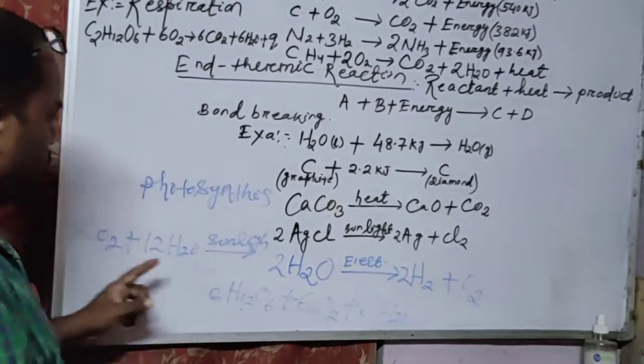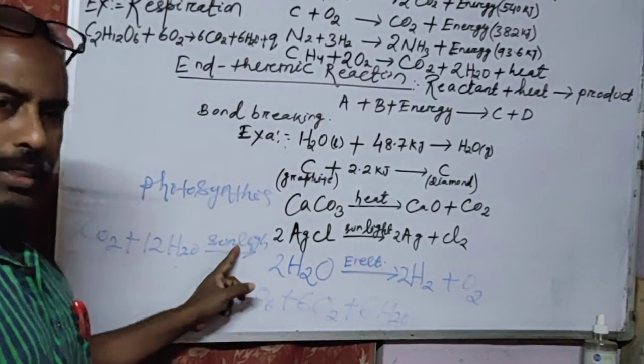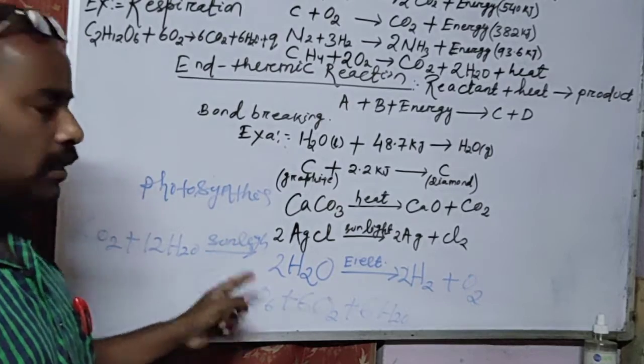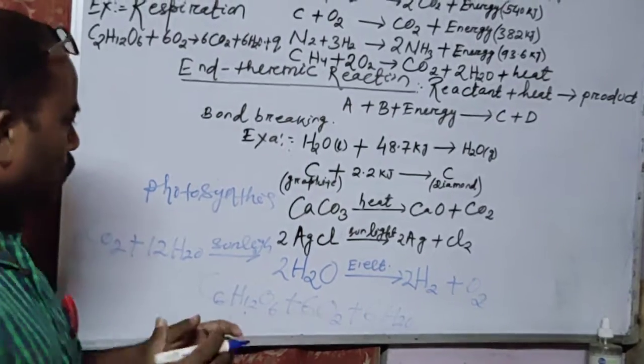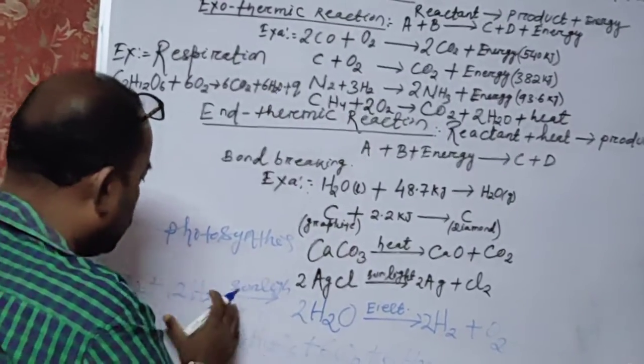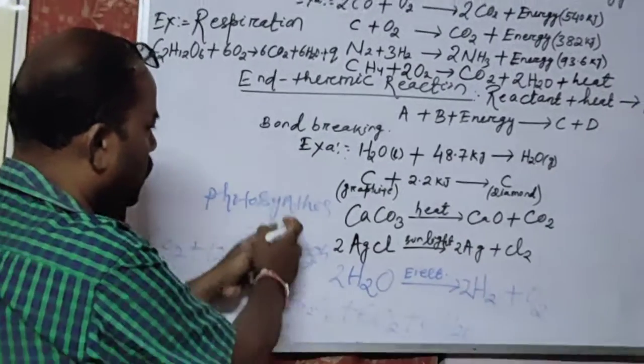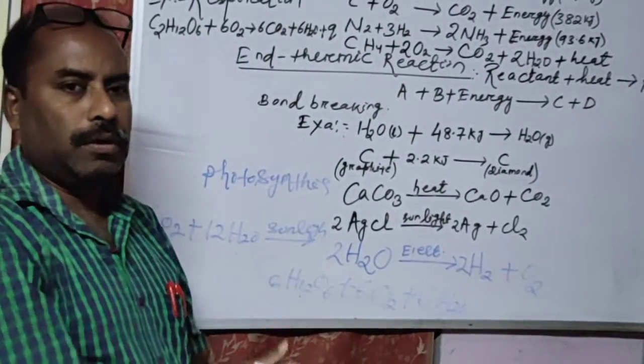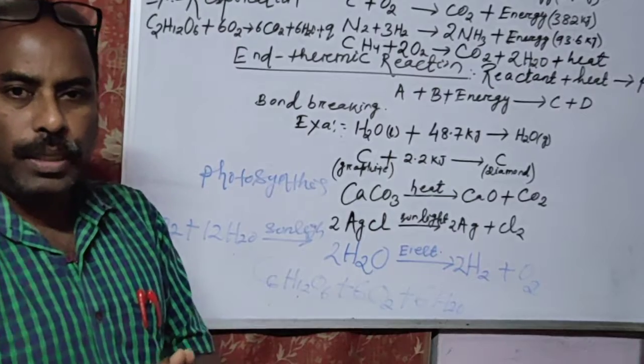So what did you see? In this reaction, sunlight is required, and this sunlight is a form of energy. So to carry out this reaction, energy is required here. So that's why this is also known as the endothermic reaction.